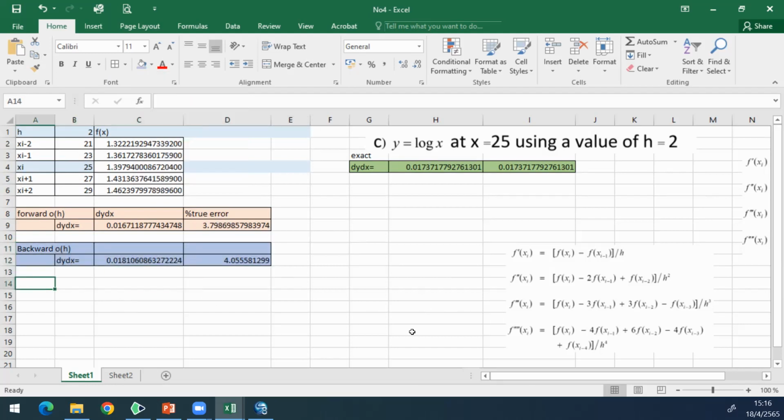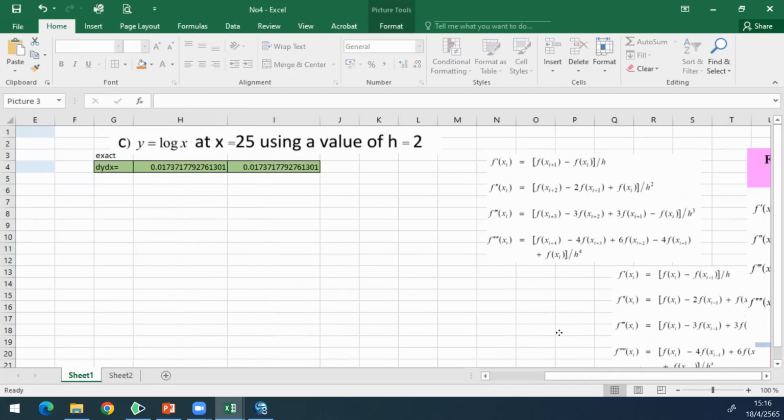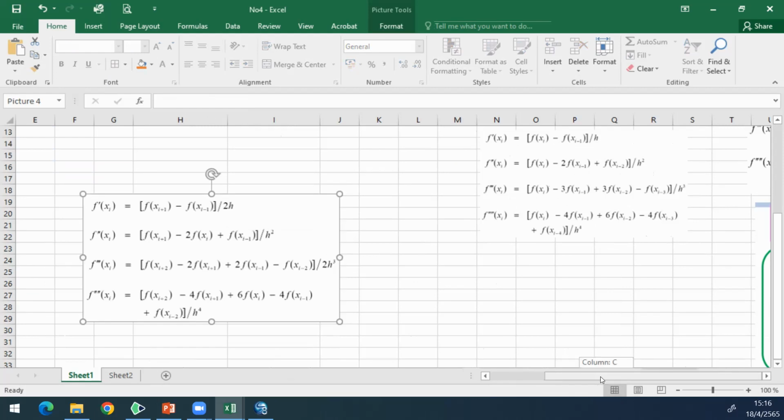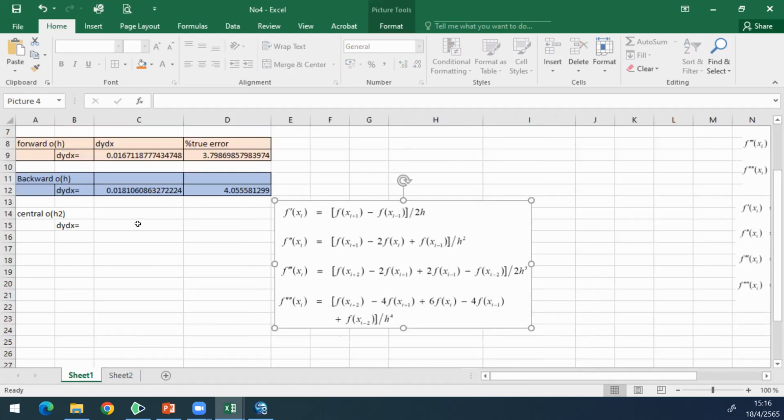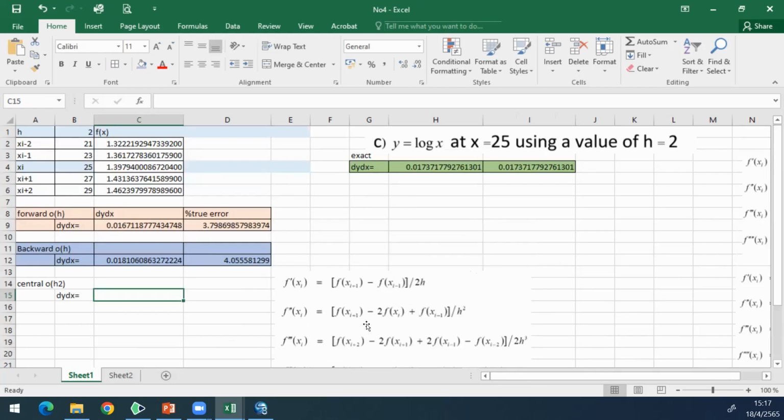And for central of O(h squared), what does it become? For central difference, the formula is maybe like this. For central difference, we have to use both f(x_i plus 1) and f(x_i minus 1), right? Divided by 2h.